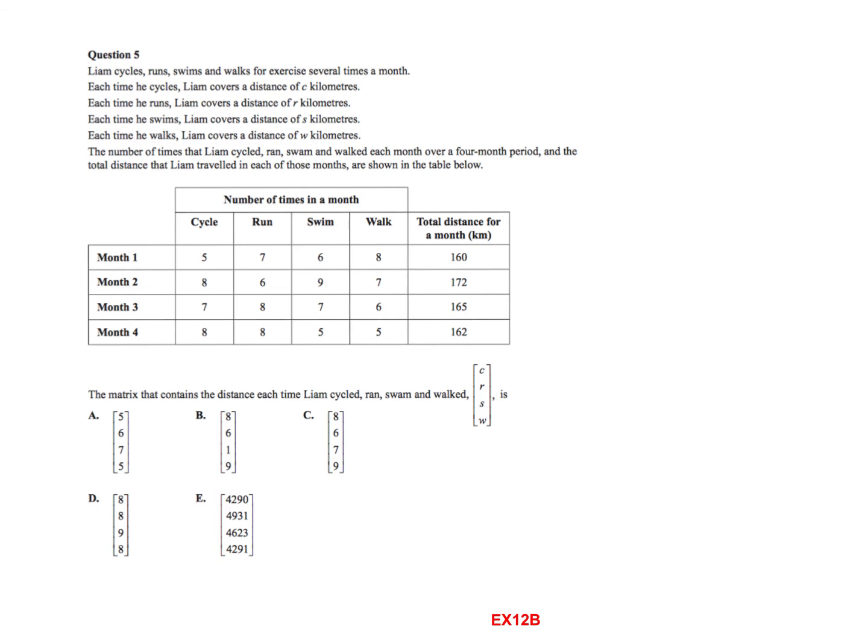So what you need to work out is this. Really what you would look at is that you could set this up as a matrix, and then we would be timesing it. So if he cycled say 5 times a month, remember how far he cycles is C kilometres, and that's what we want to know. So if you times this matrix by that C, R, S and W, what it would equal would be this last one here. Sorry, I'm just squeezing it in there.